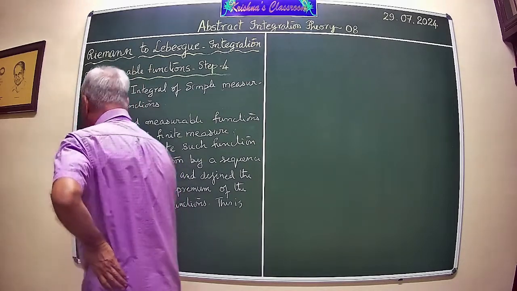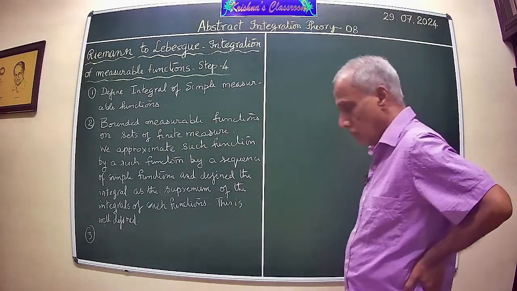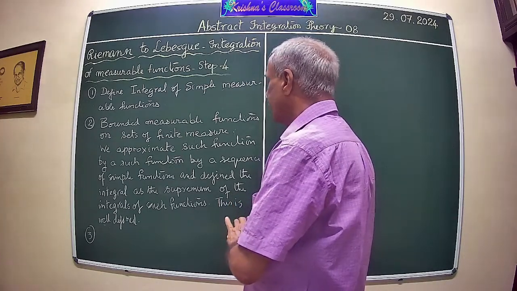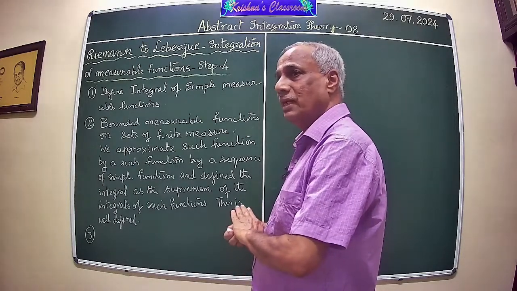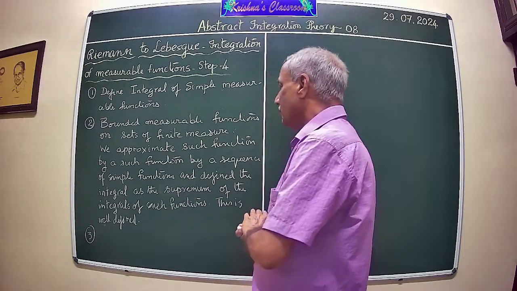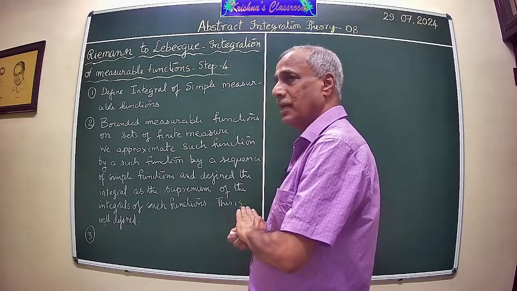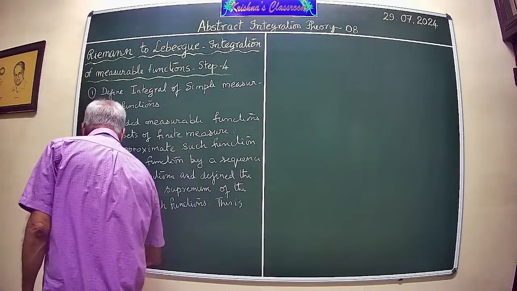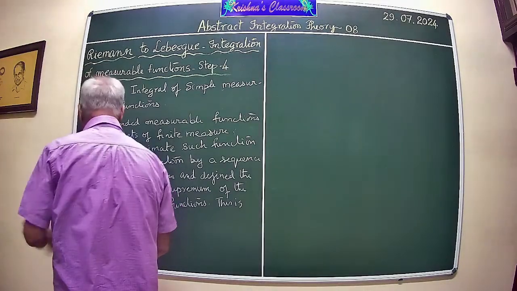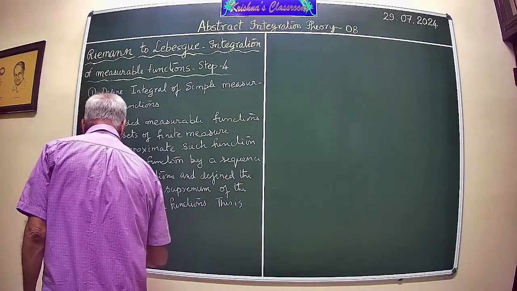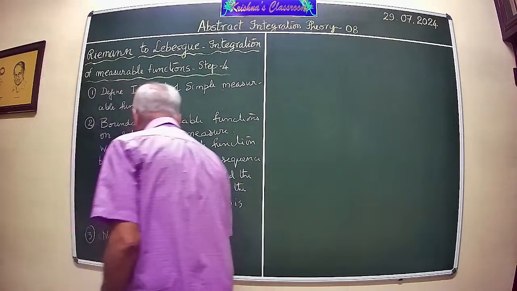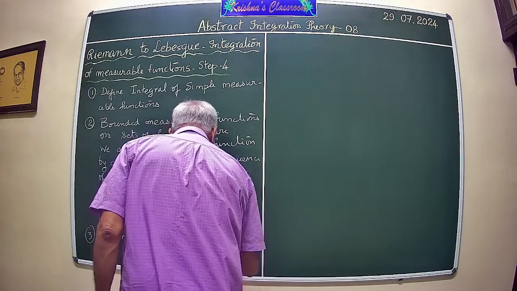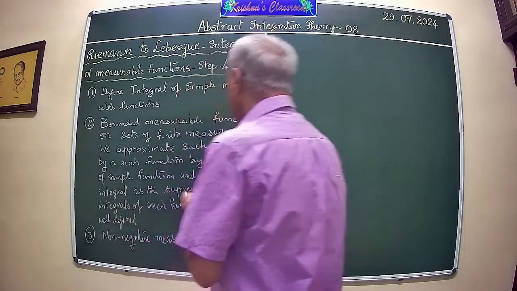Third step was we drop the boundedness, but we consider functions with support as sets of finite measure. So the third step was, it's not a bounded function anymore. Non-negative measurable functions.